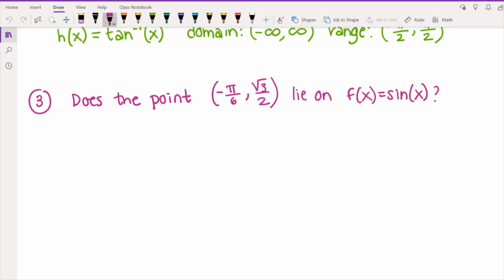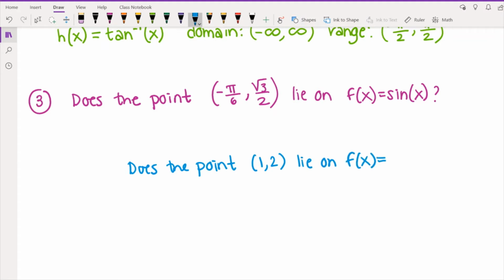So how do functions work in general? Just to give a total side example, if I asked you, does the point (1, 2) lie on f of x is equal to x squared, how would you check that? Well, you would plug in 1 for x, and you would get 1 squared, which is 1, and that is not equal to 2, right? So your answer would be no. If you're asking whether a point lies on a graph, you're basically checking, if I plug in the x value, do I get the corresponding y value?